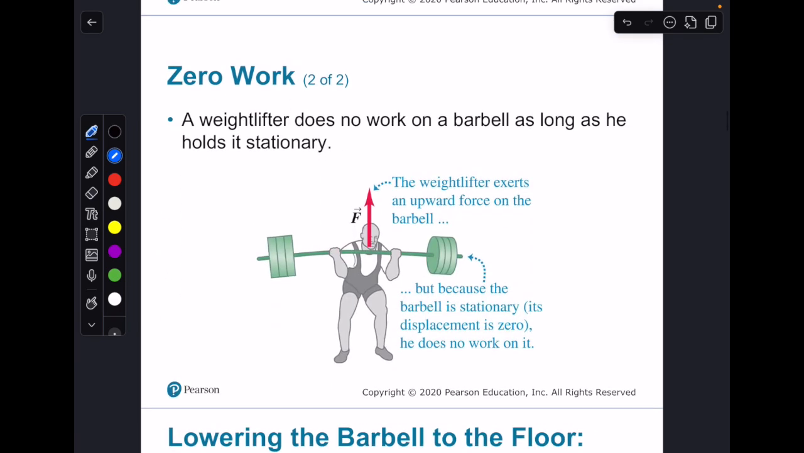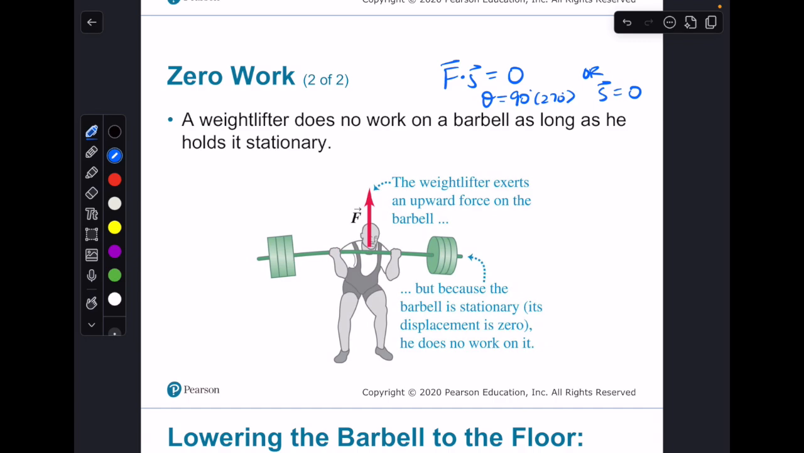Let's look at another example of no work. Another reason that no work could be done is if the displacement vector is 0, right? Another way to get this dot product to equal 0 is either theta is 90 or 270, or S is 0 or F is 0. But obviously if there's no force, then what are we talking about? Or the displacement is 0.